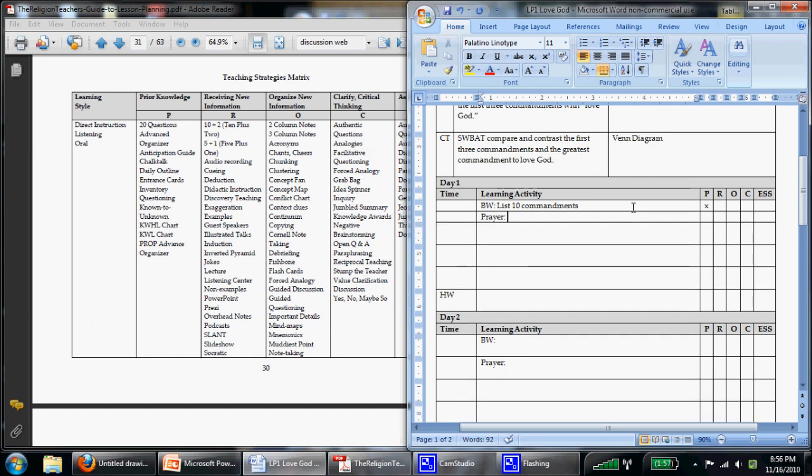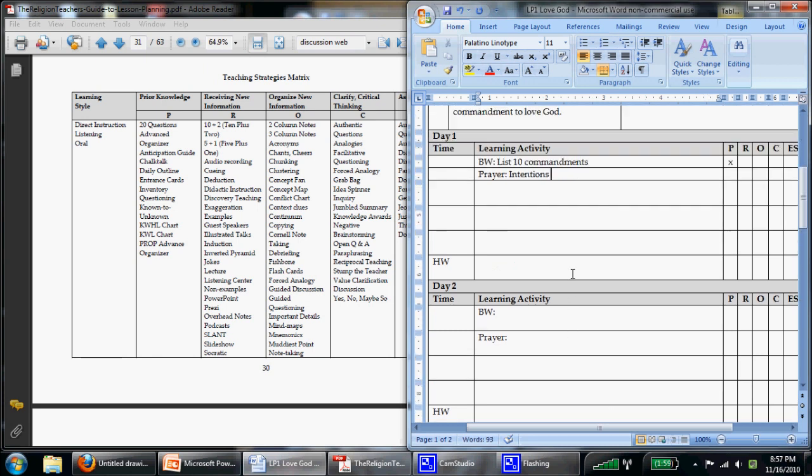And after giving them some time to work on that, we're going to actually have some prayer. And I might at this day just write down intentions. It's a very common prayer that students really do enjoy, as you probably know. So intentions will be the prayer opportunity for the day. I'll make this a little bigger for you to be able to see it.